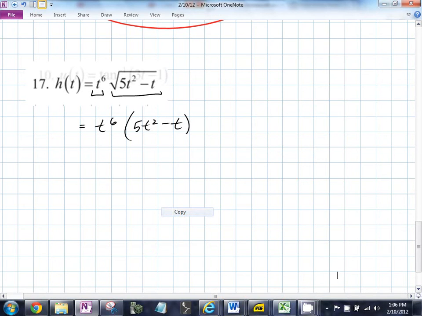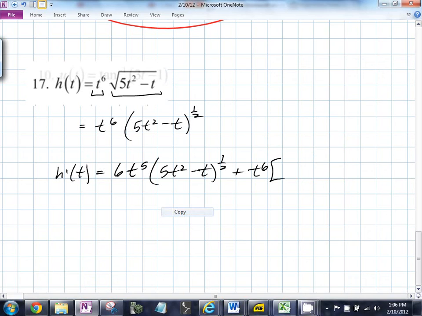1 over 2. You have to use the product rule, so h prime of t is, what's the derivative of the first, times 5t squared minus t to the 1/2, plus t to the 6th times the derivative. Can someone tell me what it is? What is it, Neil? Go. 1 over 2 times 5t squared minus t to the negative 1/2, times 10t minus 1. It's plus because that's what the product rule is.